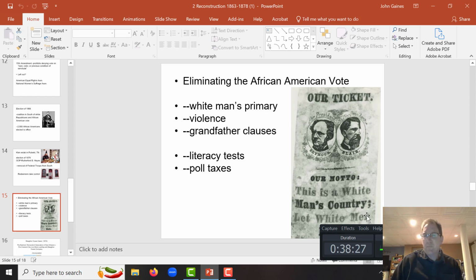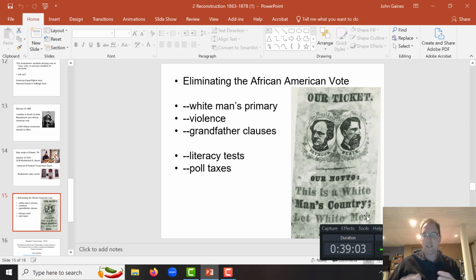Also poll taxes. Remember, African Americans are largely sharecroppers. They don't have any cash on hand right now, but poll taxes get rid of a lot of the African American vote, and also it gets rid of a lot of the very, very poor white vote as well. And so you've got to be careful that we don't create a commonality between poor African Americans and poor white people.